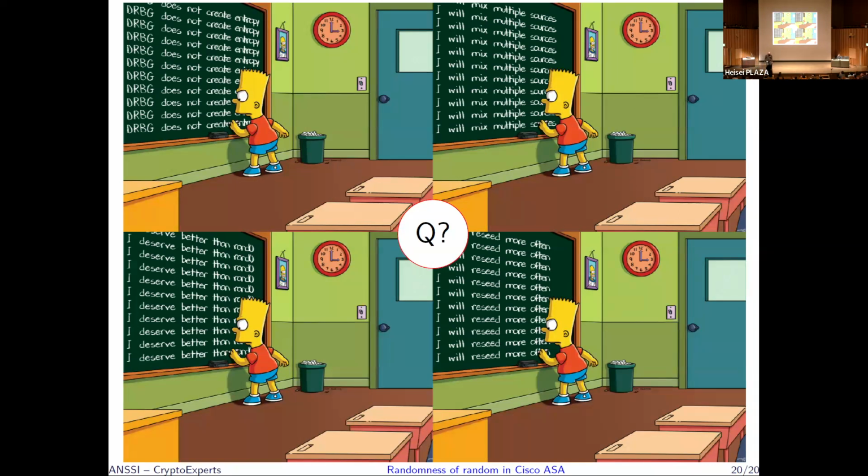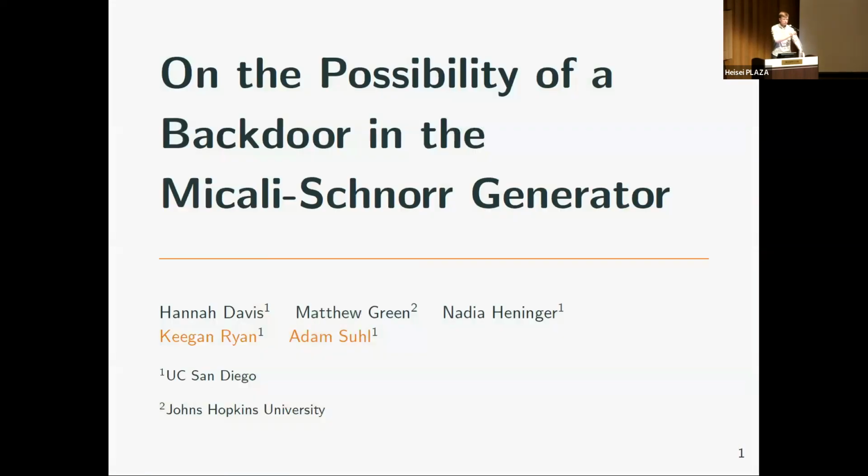And let's see, the last talk of the session is actually related to the suite of PRGs we saw in the standard in the previous talk, about basically breaking the Menezes-Schnorr generator. So yeah, Ken and Adam, the floor is yours.